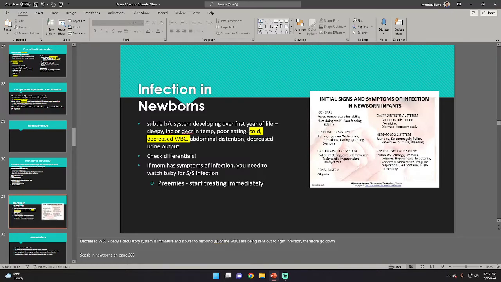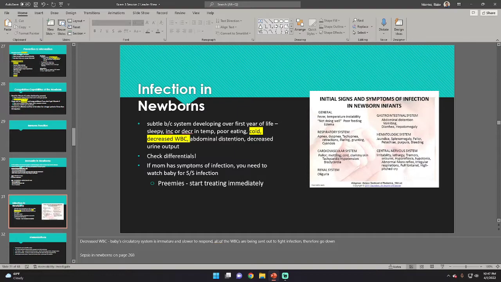The risk factors of this may be from a prolonged rupture of membranes, so more than 24 hours or something like that. Maybe it's a very long labor. Maybe they needed invasive measures. Maybe the mother had a maternal infection. But I would say for the test, focus on symptoms, okay? Symptoms can be really vague. That's a very good term there.